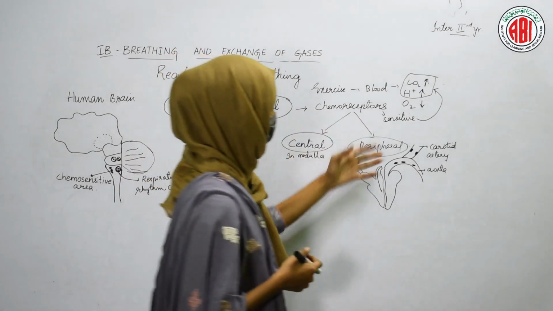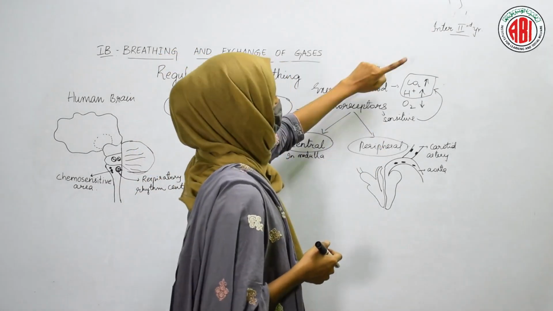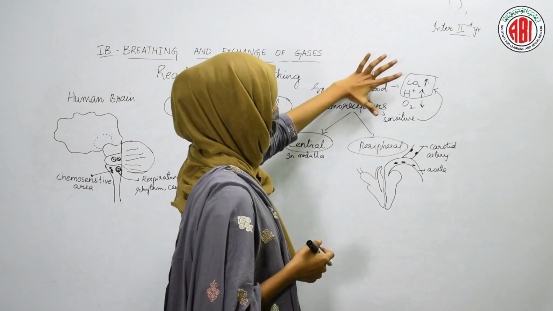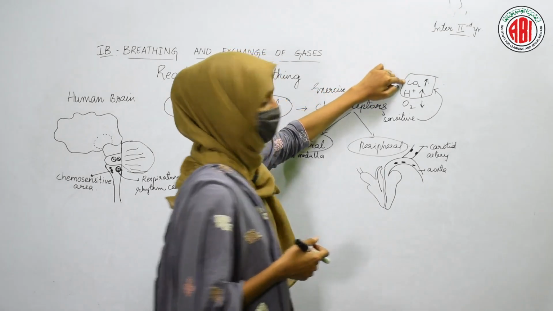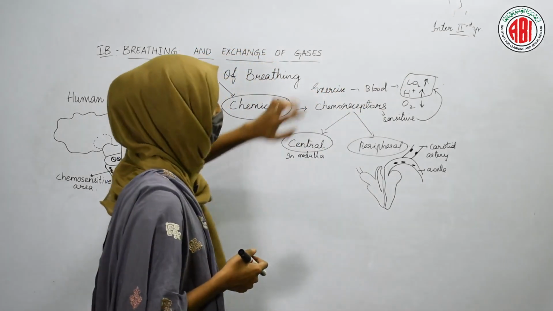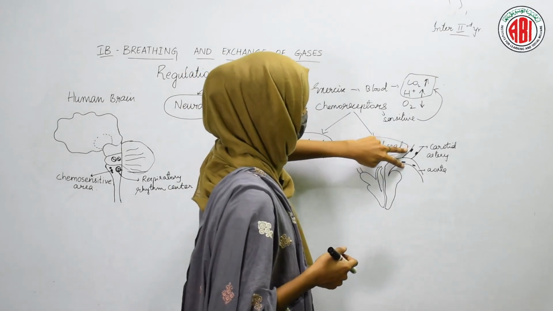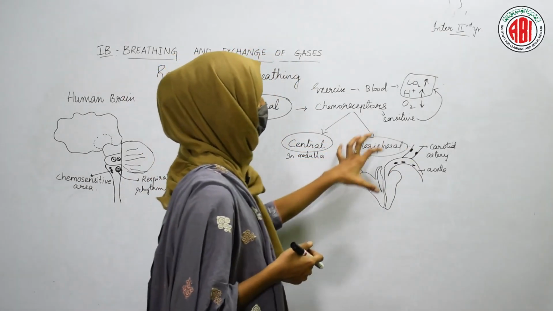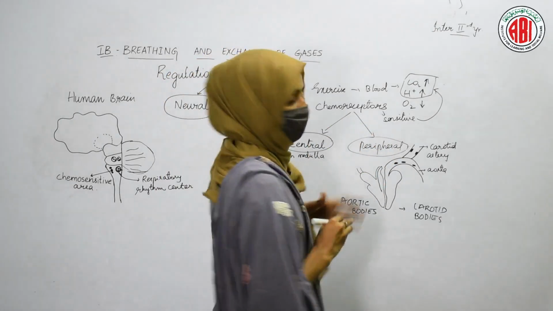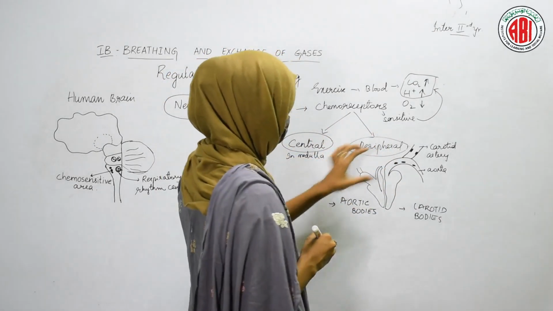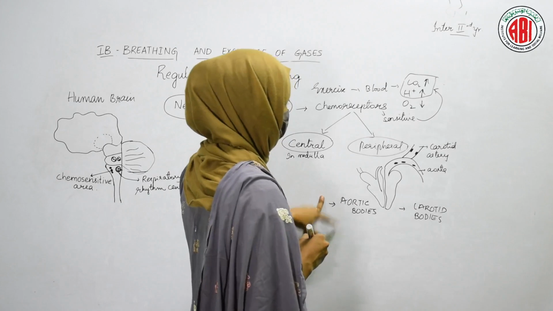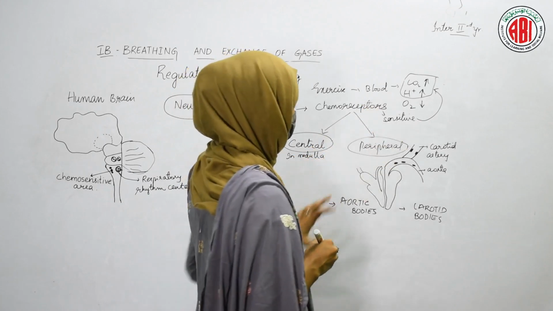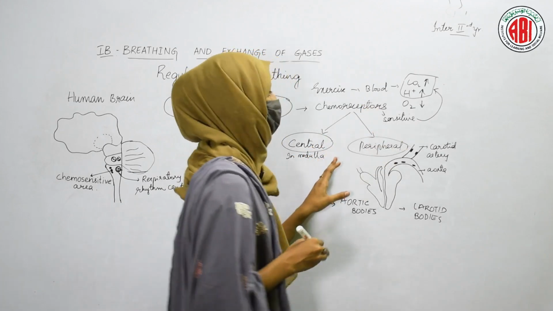These are chemicals sensitive to the increase in the partial pressure of carbon dioxide and H positive ions. So, these chemoreceptors are found in the aorta as well as in the carotid artery. This forms the peripheral chemoreceptors. We call these receptors aortic bodies and carotid bodies. These bodies are found in the different arteries near our heart, and they form the peripheral chemoreceptors.